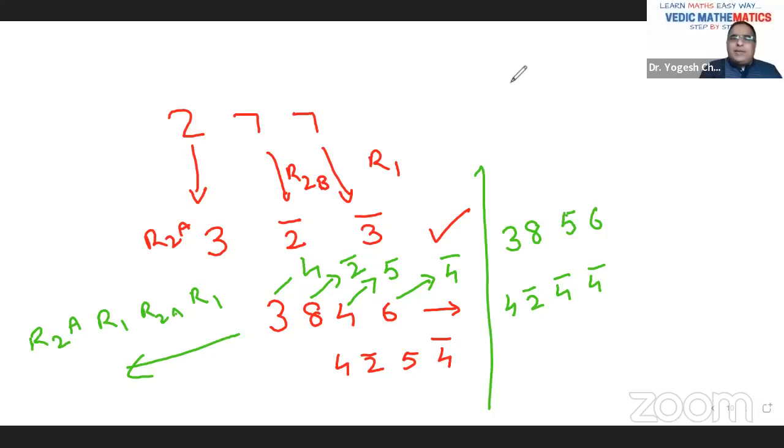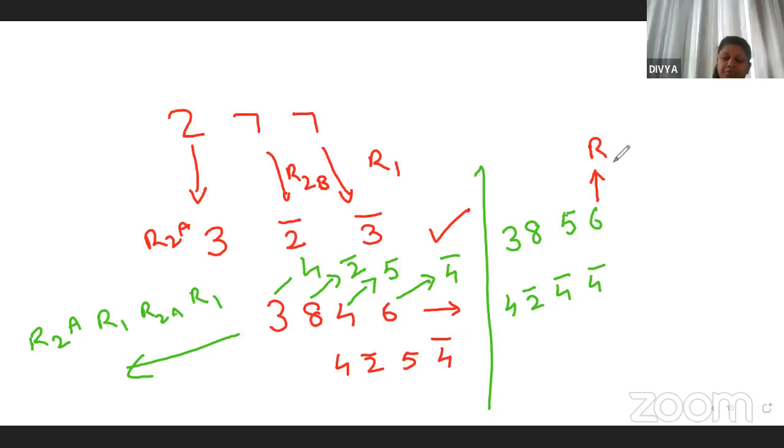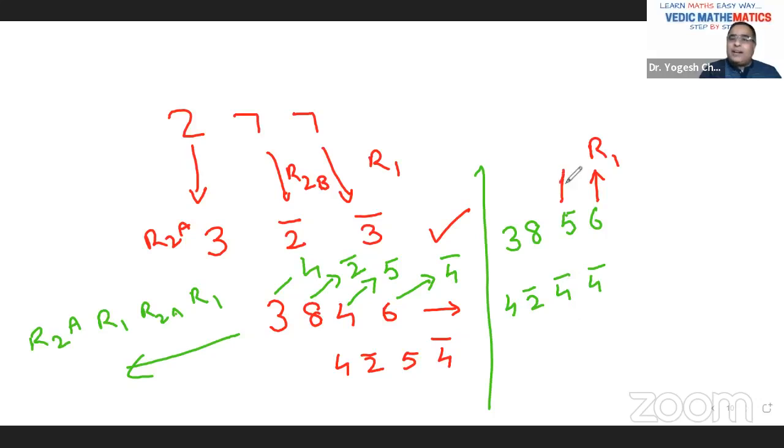Yes, sir. Now is it clear? First time we applied R1 over here, that means 6 minus 10, that is 4 bar. Second time, R2B. Here the number is not less than 5, it is 5, so we cannot apply R2A. We have to apply R2B only. That says subtract from 9. So we got R2B.